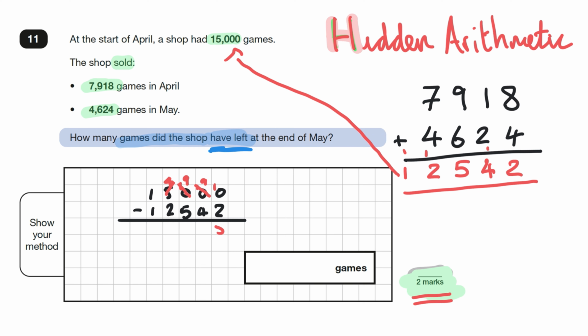10 take away 2 is 8. 9 take away 4 is 5. 9 take away 5 is 4. 4 take away 2 is 2. And 1 take away 1 is 0. So that leaves us with 2,458. And as ever, we need to make sure that we transfer that amount into the answer box. Very simple. We've got an addition, and we've got a subtraction, and we've got our 2 marks.